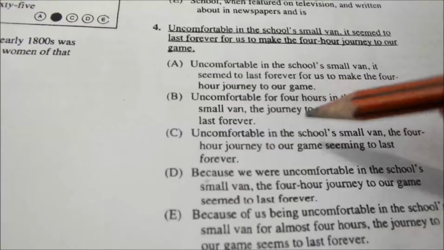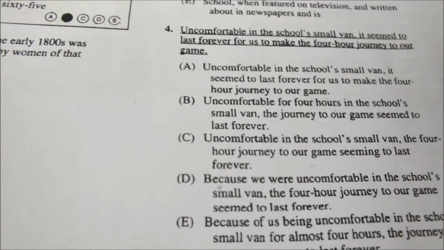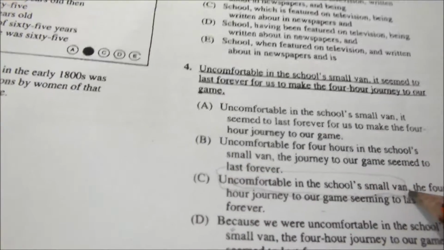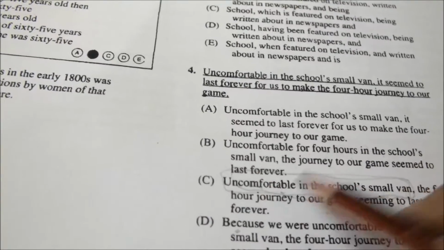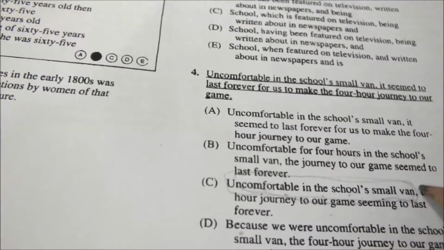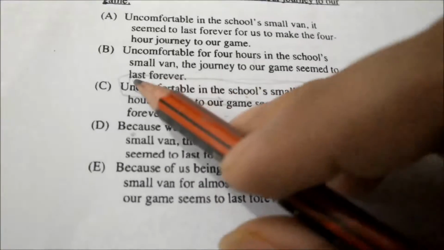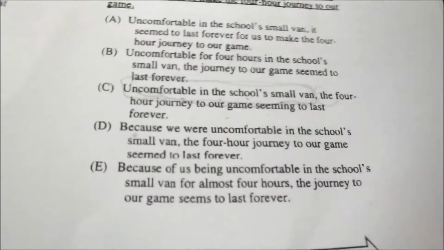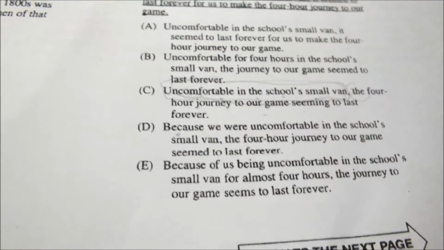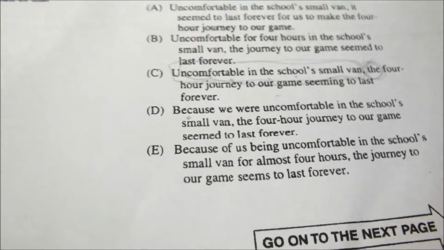The third one is "Uncomfortable in the school small van, the 4-hour journey to our game." No, because the first part is an adjective phrase, right? It has to talk about something. So when it's saying uncomfortable in the school small van, the immediate next part must be "we," because who is uncomfortable? The 4-hour journey can't be uncomfortable. A journey cannot be uncomfortable by itself. So there must be a "we" somewhere here, because it's talking about us, right?